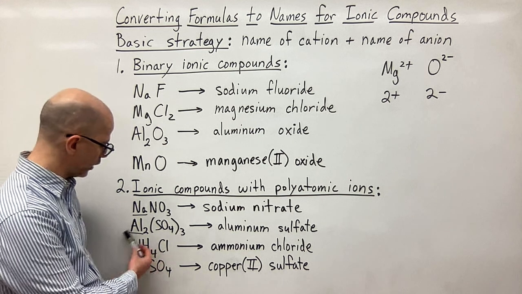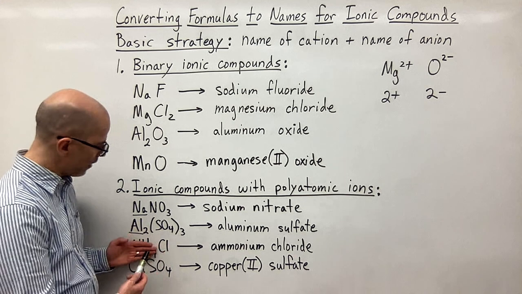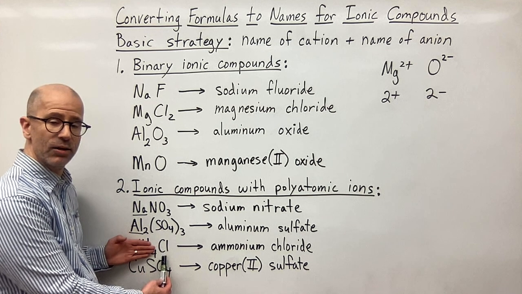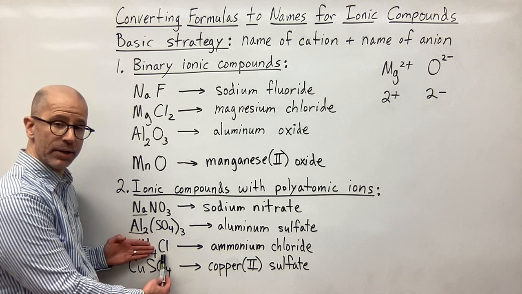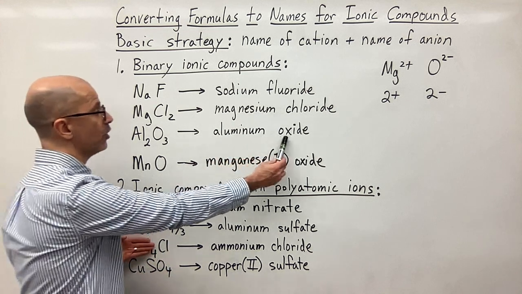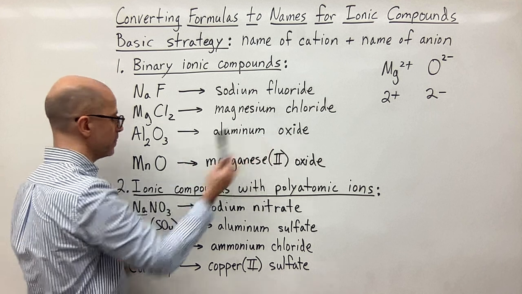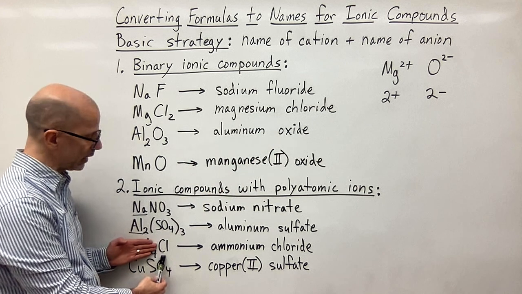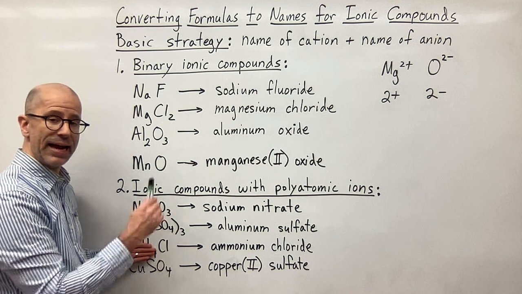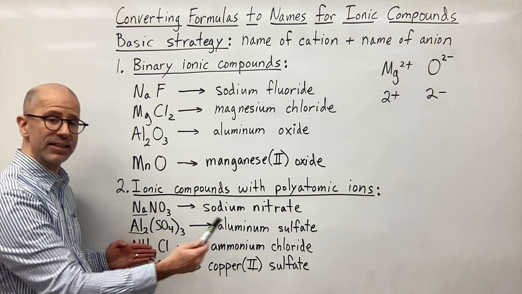So here NH4 is first. If I cover that up, you'll notice that I have only Cl. So this is a monatomic ion. I'm going to name this like I did before with the other monatomic ions. Since chlorine is the name of this element, I'm going to drop the ending, add -ide, and that's the name of this.